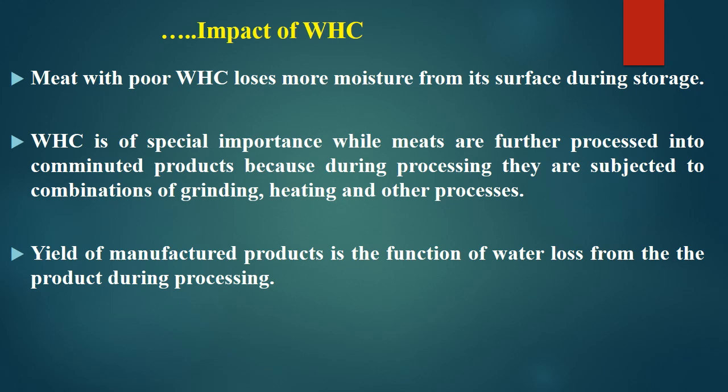In continuation about the impact of water holding capacity, meat with poor water holding capacity loses more moisture from its surface during storage. Water holding capacity is of special importance while meats are further processed into comminuted products, because during processing they are subjected to combinations of grinding, heating and other physical forces. That leads to more loss of water holding capacity, and the yield of the manufactured product is a function of water loss from the product during processing.